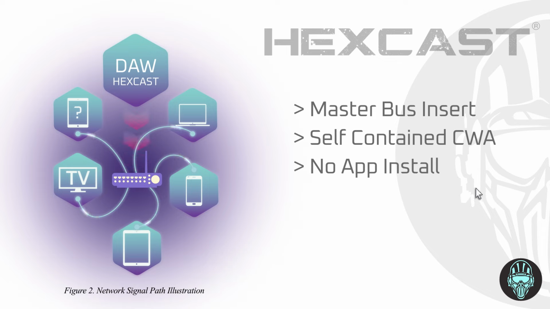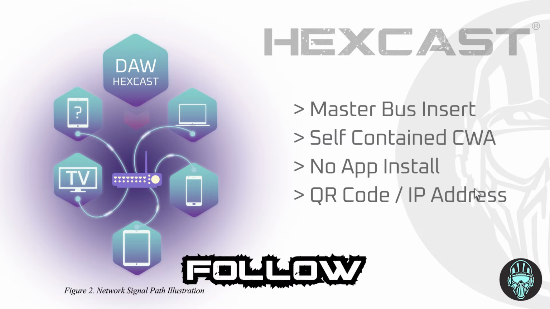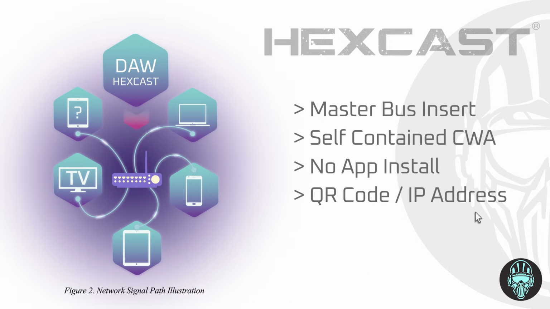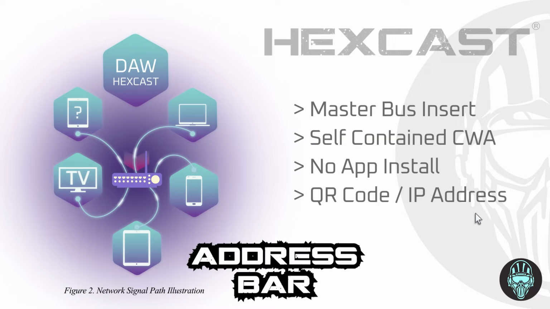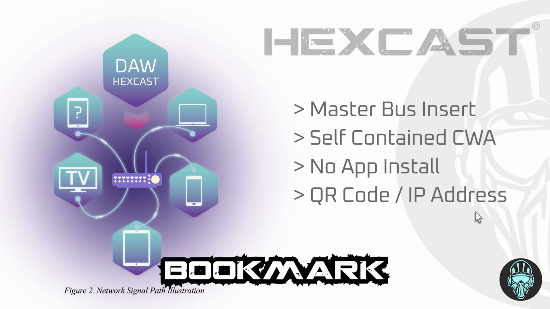The client web application operates like any other website that you'd have access to via your browser. To access it, you simply fire up the camera on your phone and then scan the QR code and follow the web address that pops up. Alternatively, you can type in the URL and that's got your DAW's IP address within it. This is visible on the Hexcast UI. So you type that into your address bar on the device, because some devices don't have a camera application. I tend to actually bookmark the link.